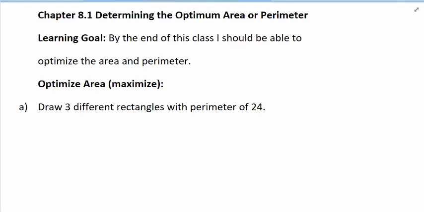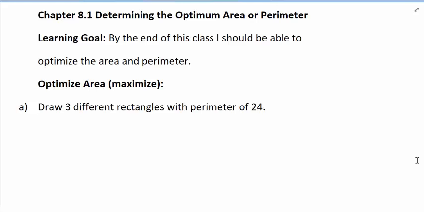If you're making a container, you probably want the container to do what? To make sure it holds a lot, right? So the optimum area or optimum what? Volume. However, you probably don't want, what would be the optimum perimeter or surface area? It'll be the least, right? Because you don't want to use a lot of material to build your shape. So to optimize in this case, area and perimeter, it means to maximize the area. You want the biggest area possible, but the smallest amount of perimeter, fencing, for example.